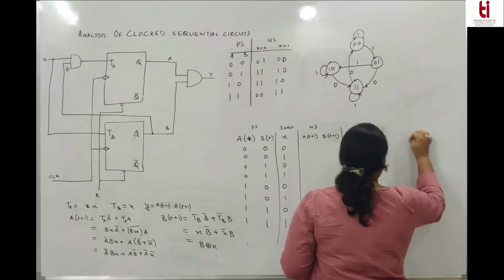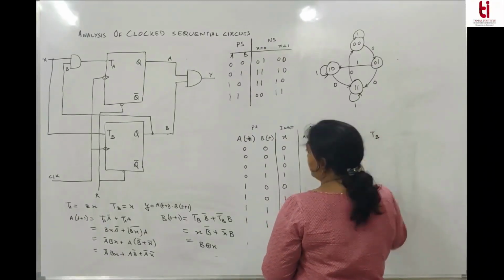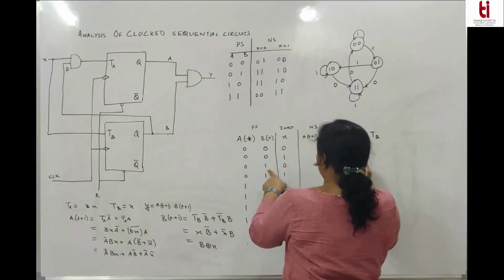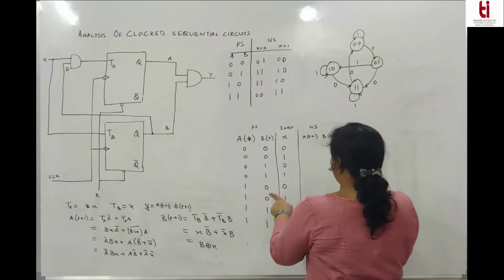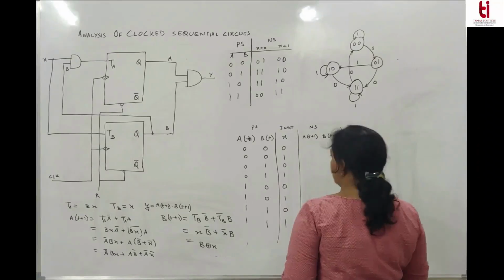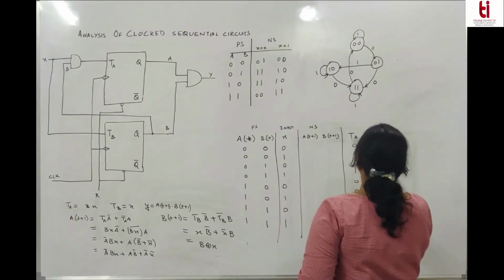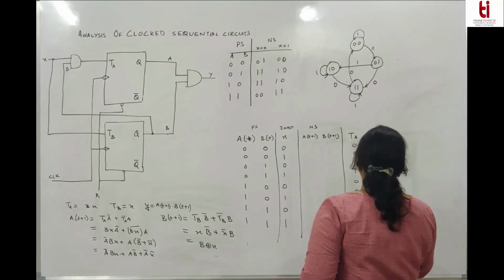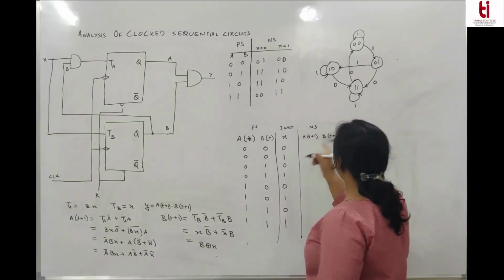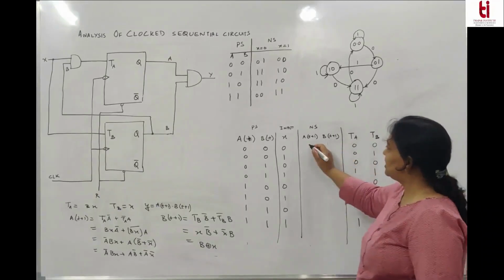Now, the state table of this given circuit. What is TA? B into X: 0, 0, 0, 1, 0, 0, 0. What is TB? It is X, so 0, 1, 0, 1, 0, 1, 0, 1. Now we have to write A and B. If TA is 0, what is the next state equation?